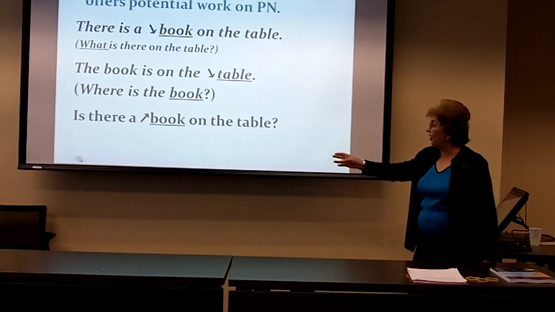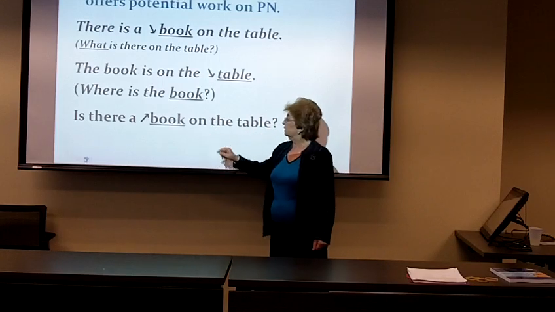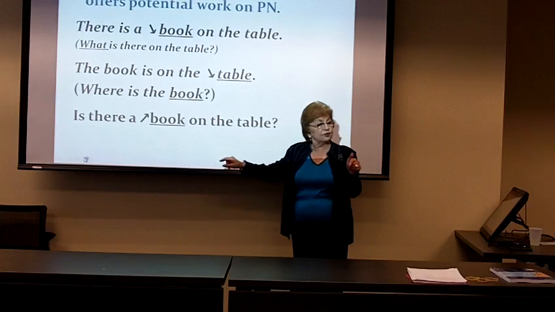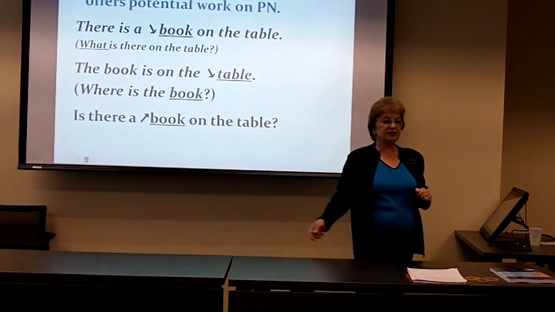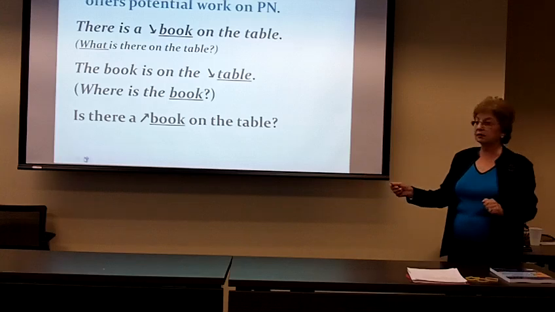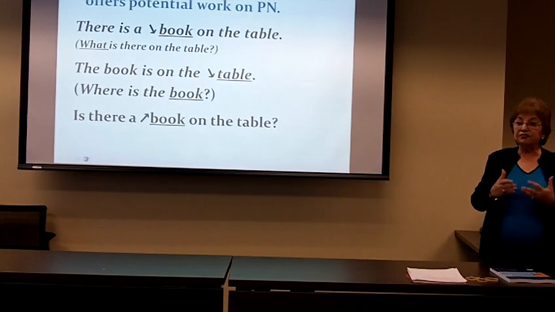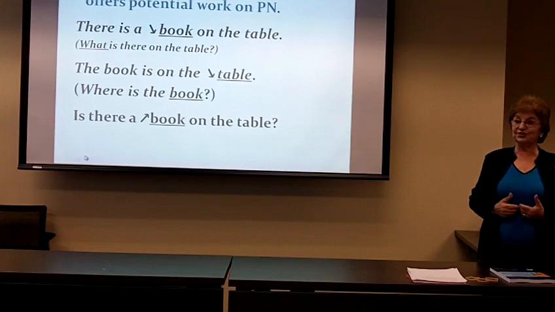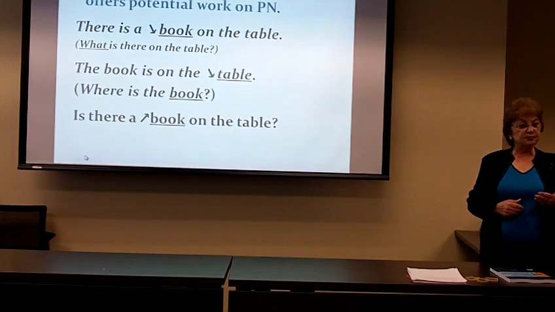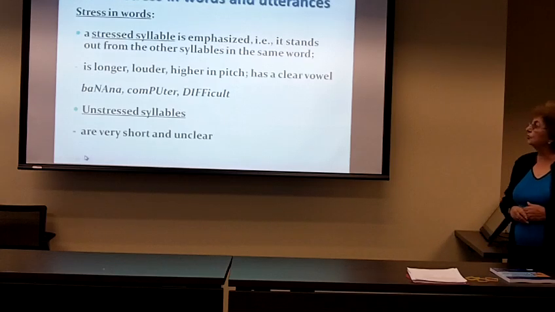So when you stress table, you mean the book is on the table. Where is the book? The book is on the table. Together. The book is on the table. Once more. So this makes a great difference in the meaning of these 2 sentences. There is a book on the table. Where is the book? The book is on the table. Okay, let's move on, please.